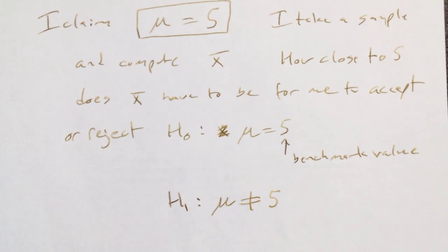Now, there are really 3 different ways to write a null hypothesis for an average. We're going to do averages now. We'll do proportions later. We'll look at other types of statistical calculations even later.